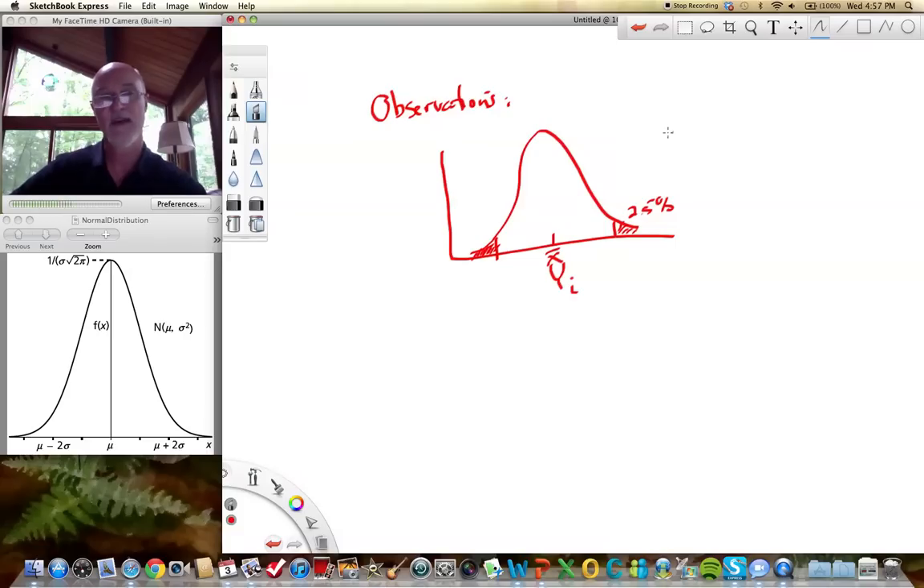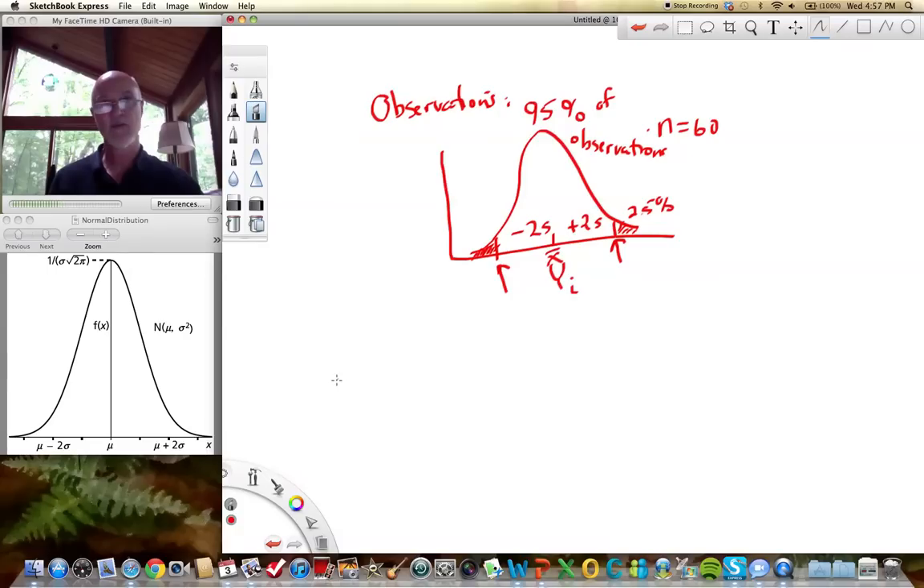If we had, for example, n equals 60, we would recognize that we would have the mean plus 2 standard deviations, or the mean minus 2 standard deviations, and that would give us these points. So in other words, 95% of our observations fall between the points x bar plus 2s and x bar minus 2s. All right, so is that useful?